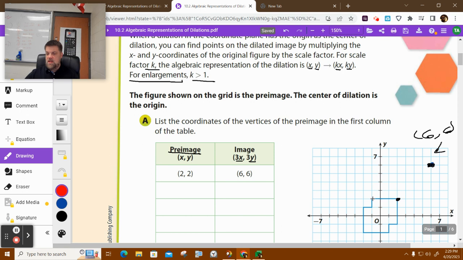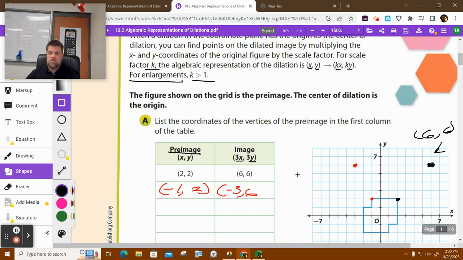The next point from here, what is this point right here? -1, 2, right? So this is -1, 2. When I multiply that by 3, it becomes -3, 6, right? So I'm going to go over 1, 2, 3, and then go up 1, 2, 3, 4, 5, 6. Okay? And then I'm probably going to draw a line between those. Okay?